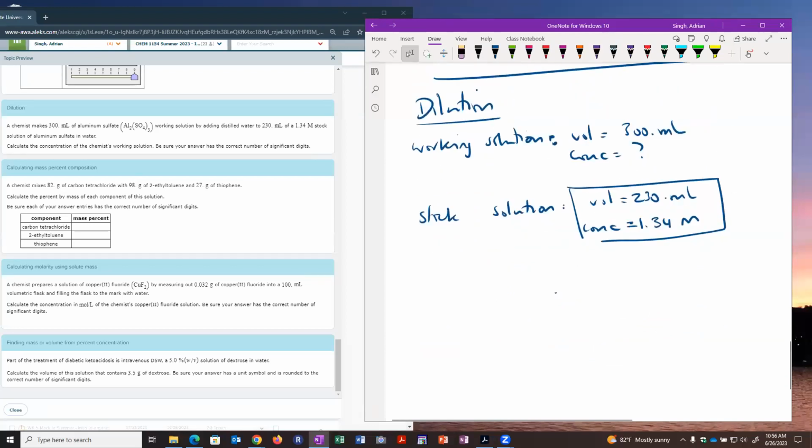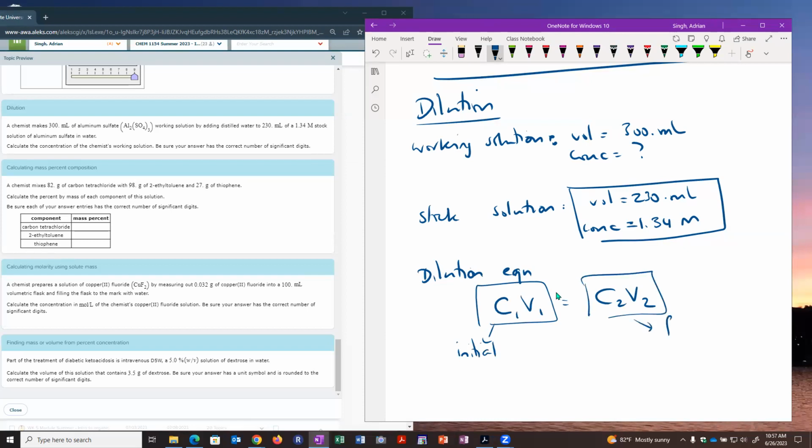All right, so we can use the dilution equation, which is C1 V1 equals C2 V2. Okay, and the C1 and the V1 are our initial concentration and volume. And our C2 V2 are the final concentrations and volumes. So for example, our stock solution is what we're starting with, right? So that'll be our initial. So we have a concentration of 1.34 molar. That's our C1. Our V1 initial volume is 230 mils.